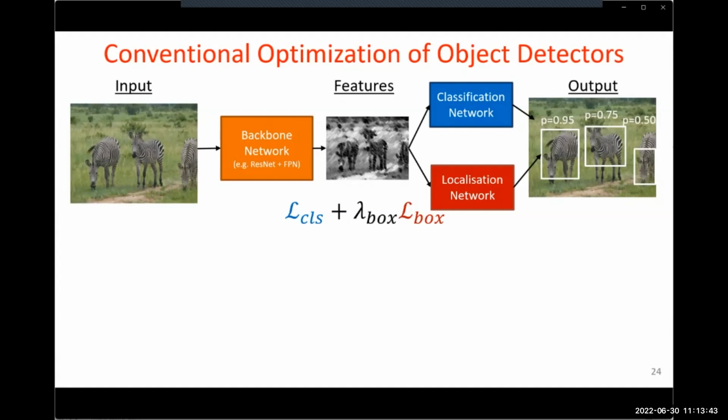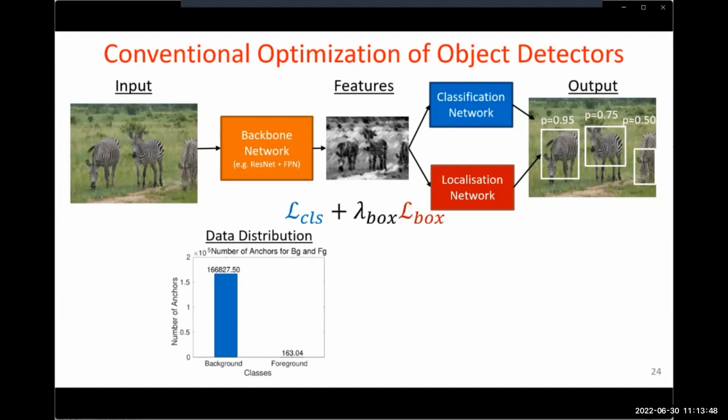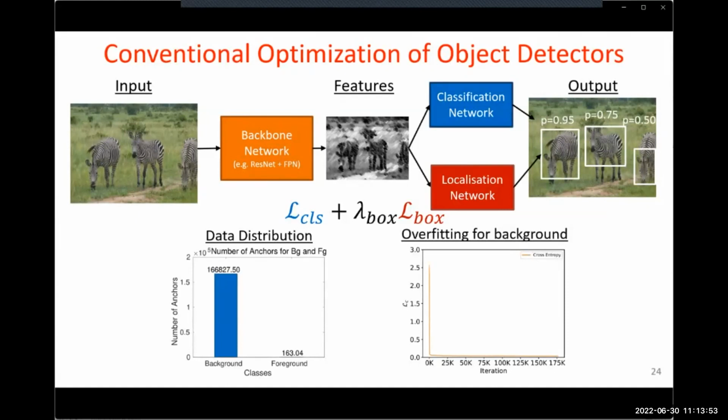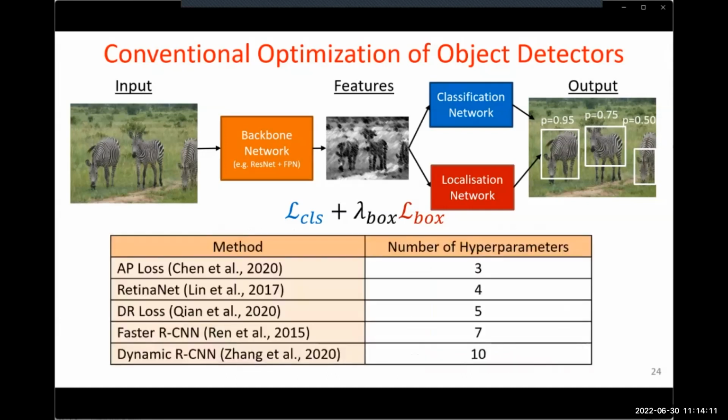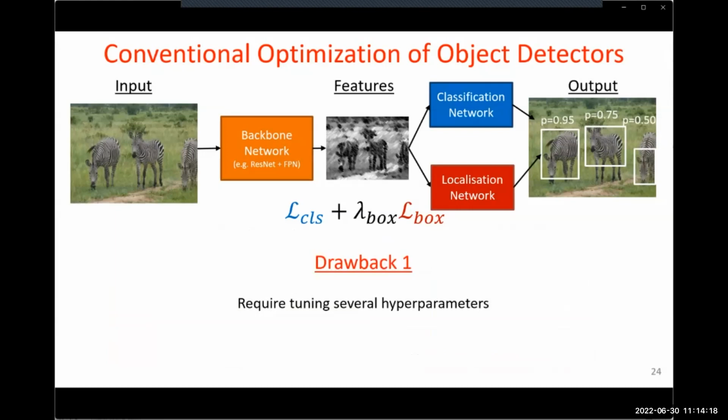For example, when we simply use cross entropy loss, due to the significant imbalance between positive and negative anchors, the classification loss drops directly to 0 in the beginning of training. This is due to overfitting for background classes, since the network classifies all anchors as background. Note that such a detector effectively does not learn anything. As a common solution, focal loss introduces two hyperparameters, and in general, the number of hyperparameters can easily reach 10, which makes the loss functions of the object detectors hard to be tuned.